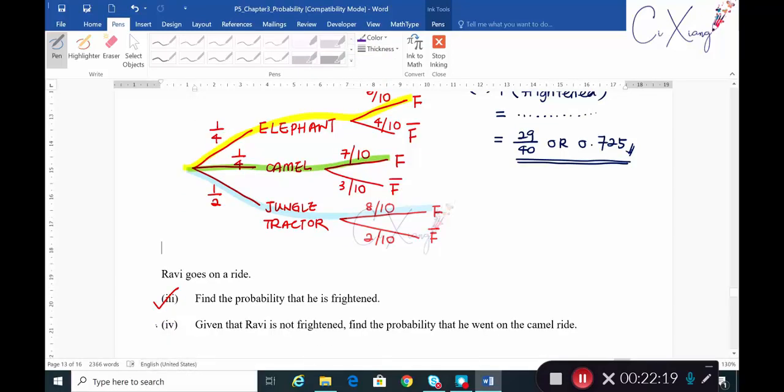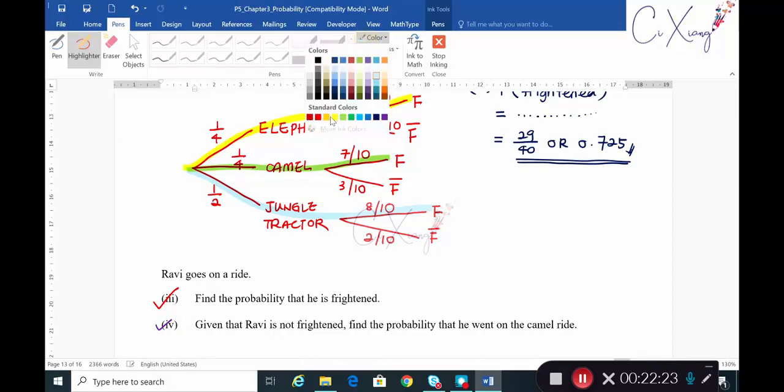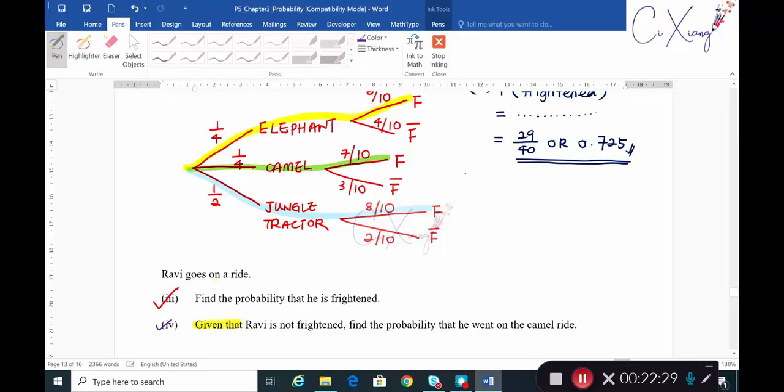For part number 4, I want you to again highlight the keyword "given that". Once you see the keyword "given that" again, you know that it belongs to conditional probability. So you write out the special symbol first. Given that Ravi is not frightened, so not frightened should be on the right hand side. Find the probability that he went on a camel ride. So I have a camel ride here.